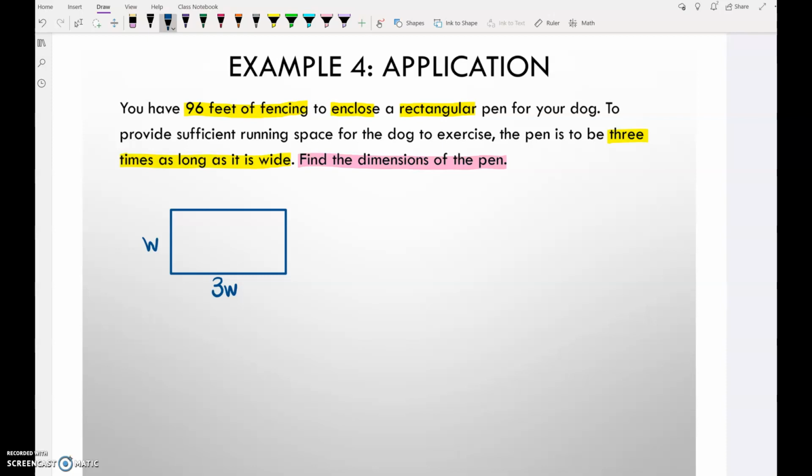We have 96 feet of fencing. Fencing typically goes along the outside of the enclosure, and enclosed, that's another word for around the outside. So we need to find the perimeter. They're asking us to use the perimeter. So we've got W, 3W, another W, another 3W. So W, 3W, W over here, and 3W up here. That has to add up to 96 feet.